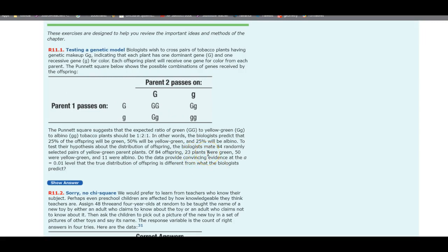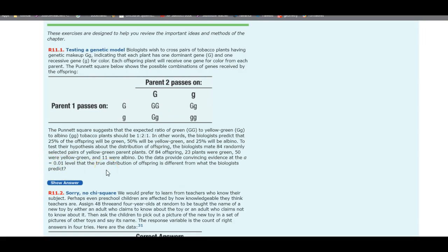We need to have a SRS. It does say that the pairs were randomly selected, so we're good on that. All the expected counts have to be bigger than 5, so we'll check that in a second. And we don't want this 84 to be more than 1/10 of the whole population, so we're probably good on that as well, right? And 1% level.